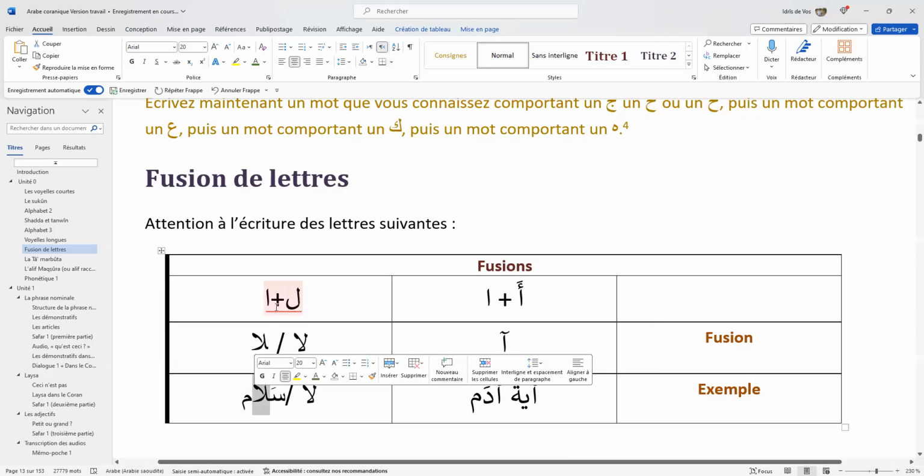Now there's a whole story about this merging of the lam and the alif, you see, in Muslim mysticism. It also symbolizes the effacement of the ego in favor of the divine, and so there's a whole symbolism.